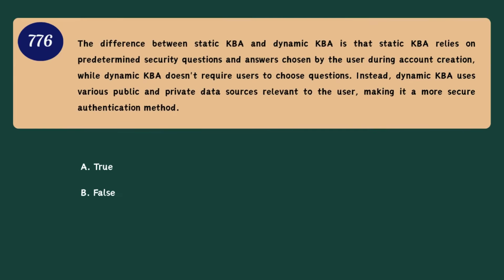Question 776. The difference between static KBA and dynamic KBA is that static KBA relies on predetermined security questions and answers chosen by the user during account creation, while dynamic KBA doesn't require users to choose questions. Instead, dynamic KBA uses various public and private data sources relevant to the user, making it a more secure authentication method. A. True. B. False.